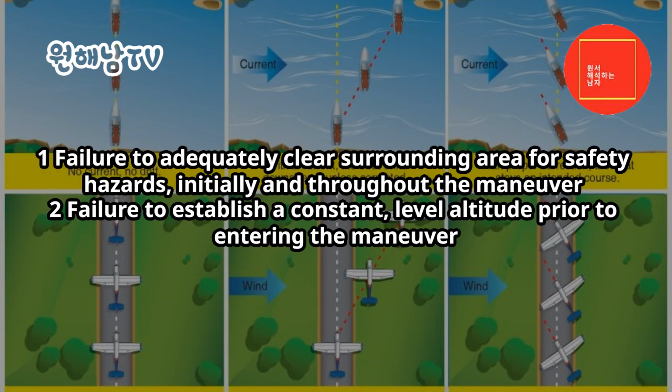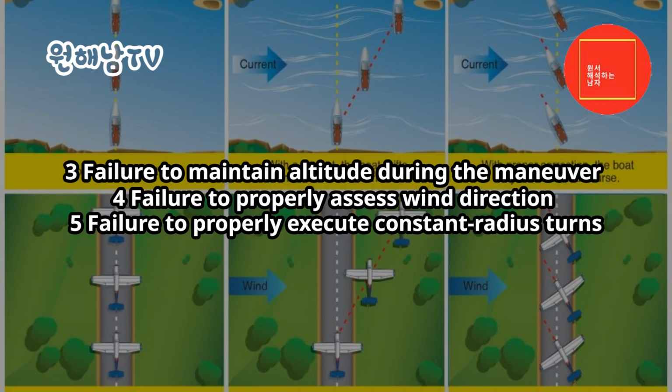1. Failure to adequately clear surrounding area for safety hazards, initially and throughout the maneuver. 2. Failure to establish a constant, level altitude prior to entering the maneuver. 3. Failure to maintain altitude during the maneuver. 4. Failure to properly assess wind direction. 5. Failure to properly execute constant radius turns.